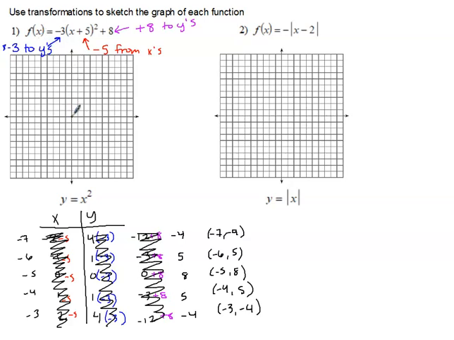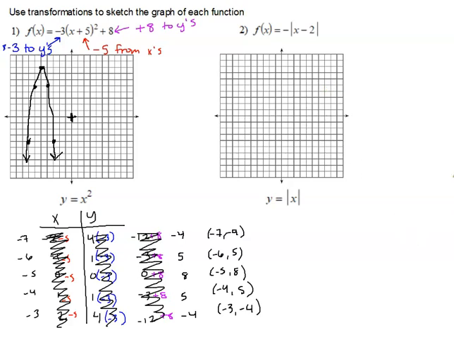Plotting these, my origin is right here. I'll mark it so I can see it a little bit better. Negative 7, negative 4, I go left 1, 2, 3, 4, 5, 6, 7, and then down 1, 2, 3, 4. That's my first stop. Negative 6, 5, so negative 6, up 1, 2, 3, 4, 5. Negative 5 and 8, so negative 5, 1, 2, 3, 4, 5, 6, 7, 8. Negative 4, 5, and negative 3, negative 4. So my graph was reflected. It was stretched. It was shifted left 5 and up 8.